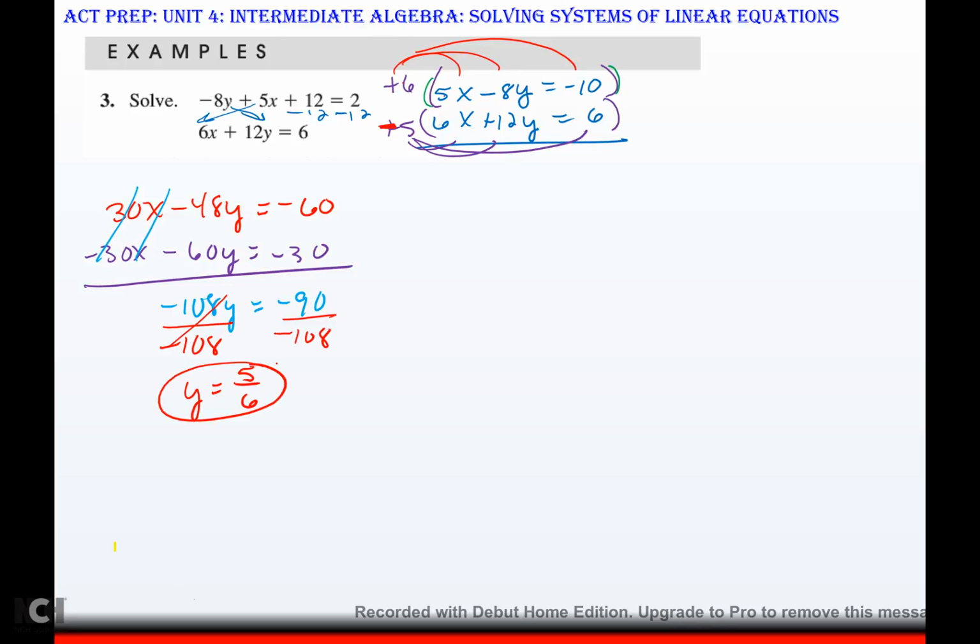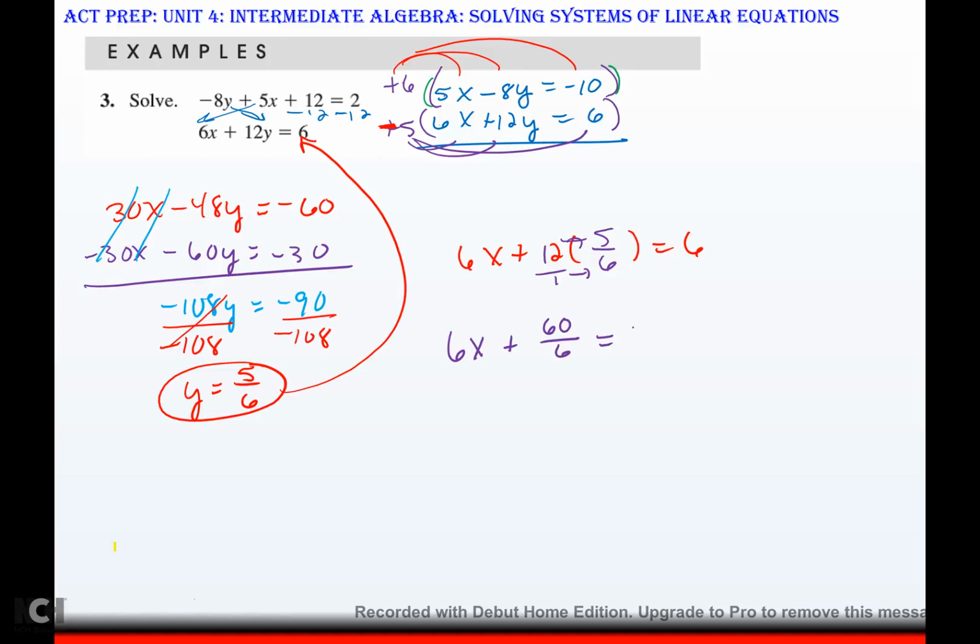So now I'm going to substitute it back in and solve it. I'm going to go back up to this guy. So I have 6x plus 12 blank equals 6. And I'm going to plug in my y value, which is 5/6. And again, I want to get rid of the fraction, so I'm going to multiply through, which gives me 6x plus 60/6 equals 6. Because 12 times 5 is 60. And this actually divides evenly, so that's going to be plus 10.